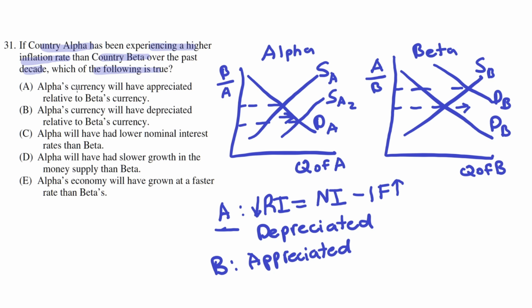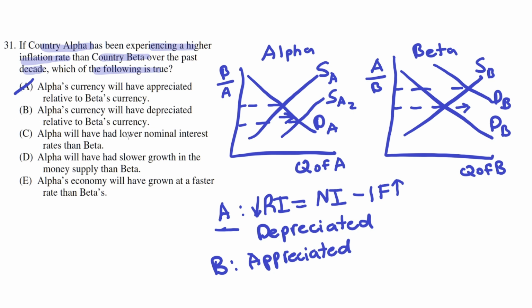Now, with this information, let's look at the answer choices. A. Country alpha's currency will have appreciated relative to beta's currency. This is incorrect because we clearly highlighted how, given these graphs, country alpha's currency will have depreciated and country beta's currency will have appreciated. So A is incorrect because it has the reverse. B. Alpha's currency will have depreciated relative to beta's currency. This seems to be the correct answer because this follows what we have detailed in our graphs and our conclusions. So overall, B seems to be the correct answer.